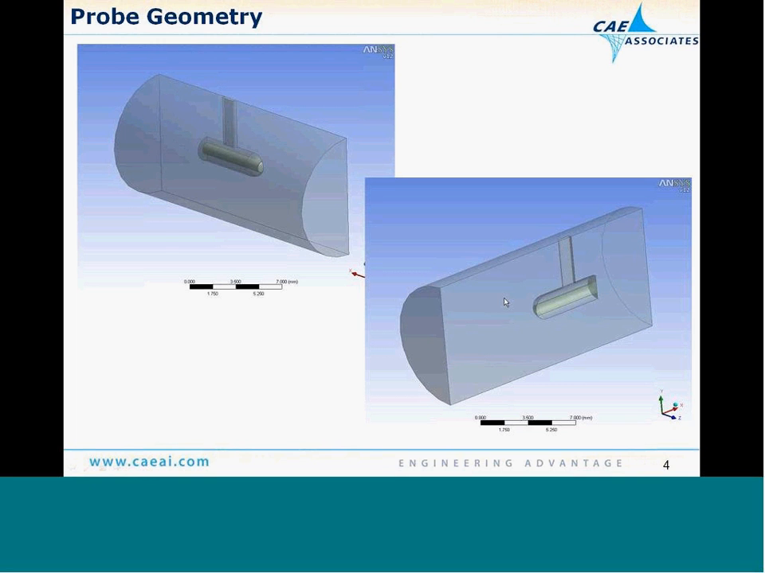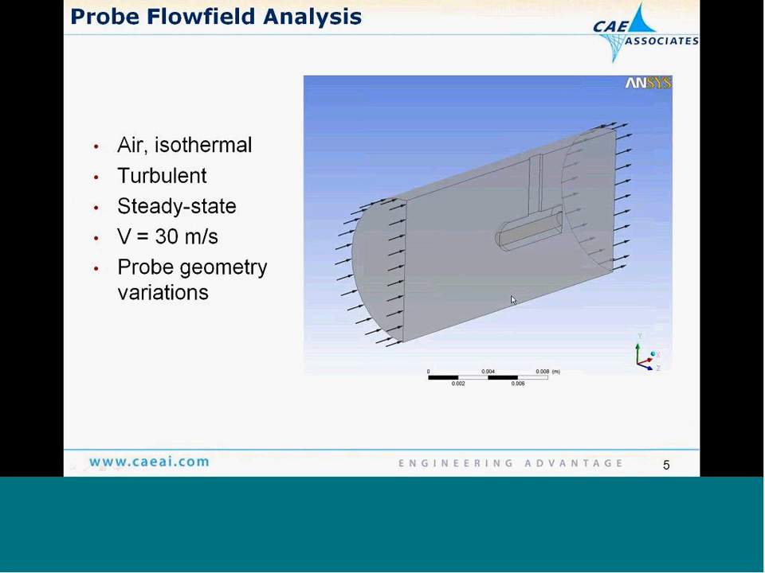Okay. So the flow setup for this case is rather simple. We're using air, isothermal, so there's no temperature, no heating, no heat transfer involved in this calculation. Fully turbulent flow. We're doing a steady state analysis, assuming incoming flow at 30 meters per second, and we calculate the pressure drop going through the probe from inlet to exit, based on the geometry and the flow configuration.